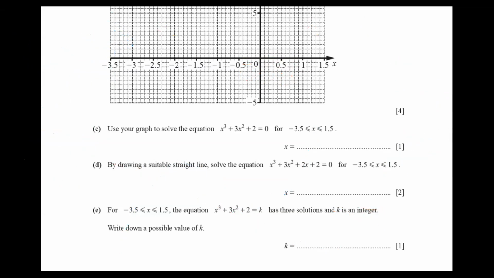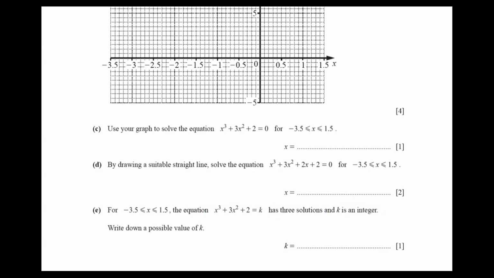Look at here. He said the equation has three solutions, and k is an integer. What is an integer? An integer is a whole number like 2, 3, 4, 7, 8, 10. It could be positive, it could be negative, so no issue at all. But don't give a decimal. 2.5 is wrong.